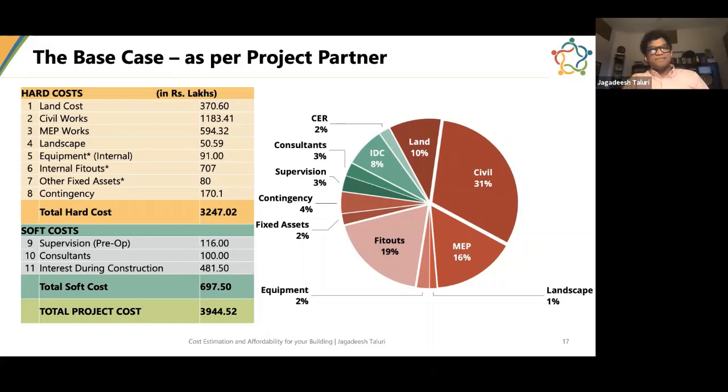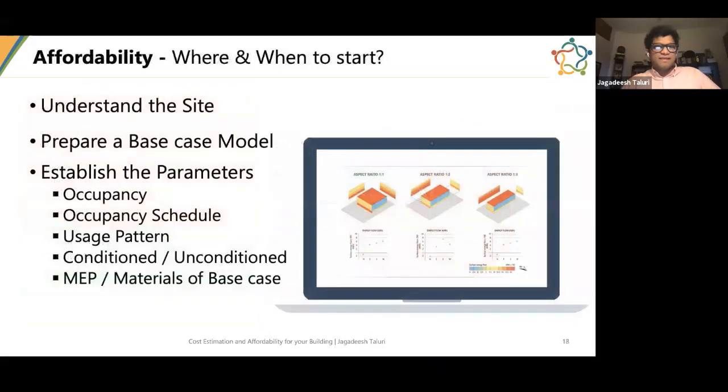And once again, in the total hard cost, you would see the fit outs, the contingency, and the equipment and other assets account for a good number, and the land also. So in short, your civil and MEP will account for roughly 50% of the total project cost. So trying to convince somebody that the green building is going to cost less is not a difficult proposition. MEP accounts for only 16% of the total project cost. So even if you propose a system which is going to be 20% higher cost, you'll be able to justify it, as we see in the slides ahead.